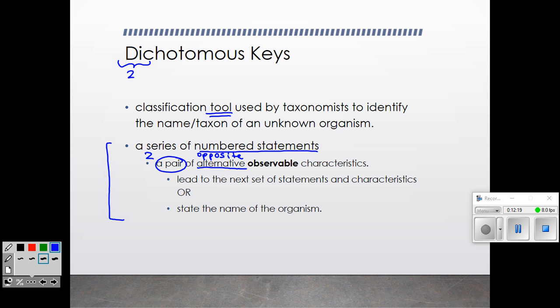Now I know that this instruction makes little sense unless you can see an example of what this looks like. So I'm giving you the instruction first, and then I'm going to show you what that would look like with real objects in a dichotomous key.